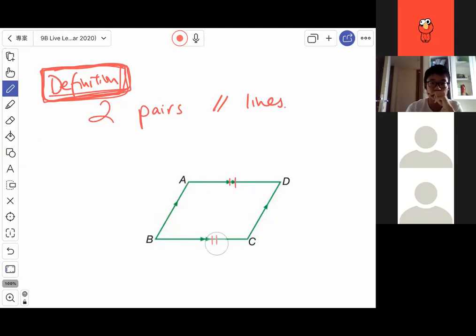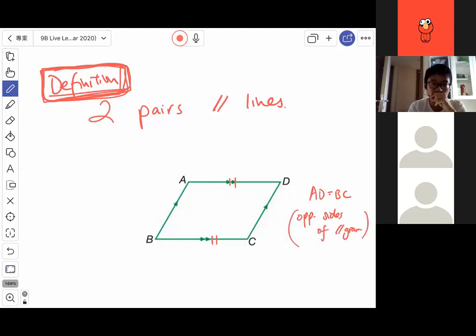Do you agree that AD should be equal to BC? Yes. If you don't agree, try to draw 2 pairs of parallel lines, and I suppose you will 100% get this: AD equals BC. Also, we call this the opposite sides of parallelogram. So this is a new reason for you.